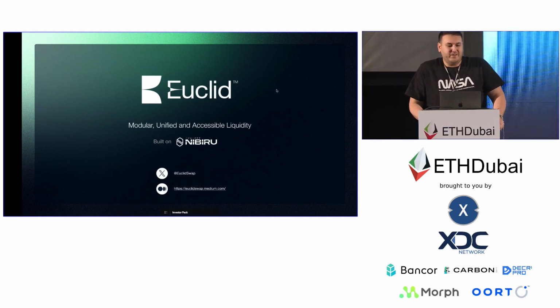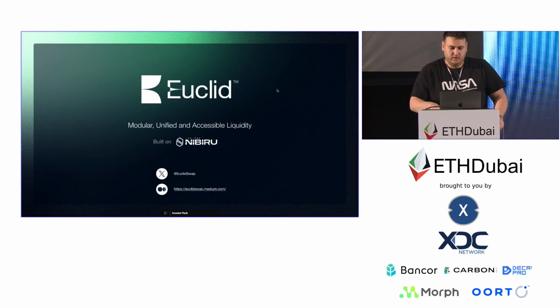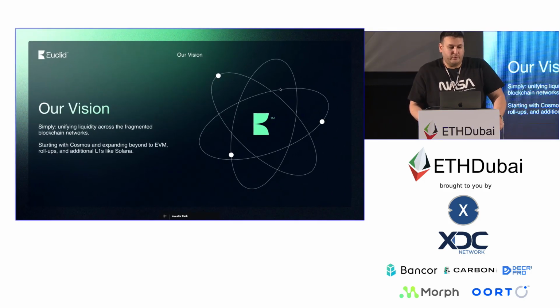What Euclid Swap is attempting is to build the first modular, unified, and accessible liquidity layer across the entire blockchain. So first of all, what is our vision?